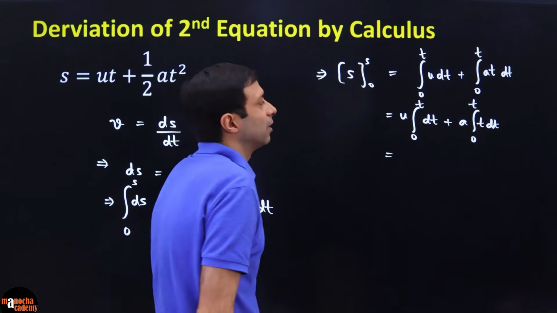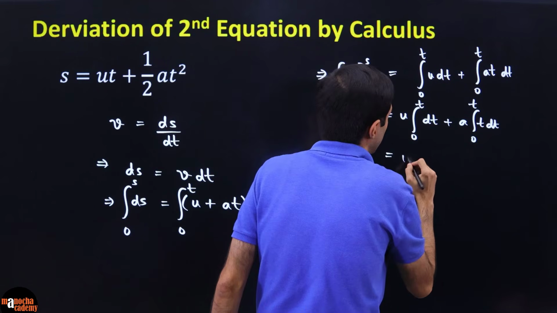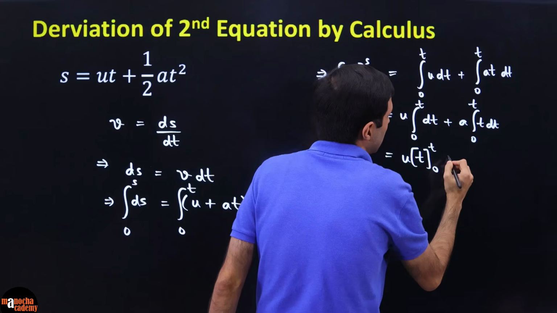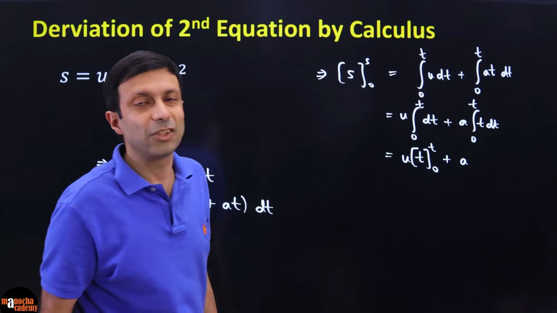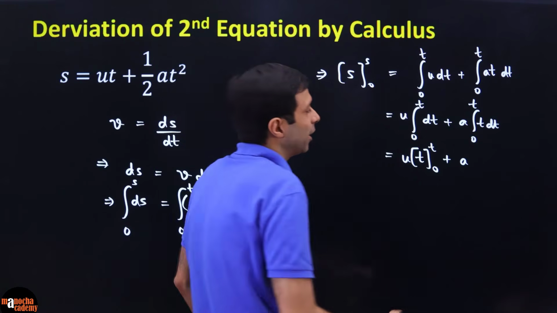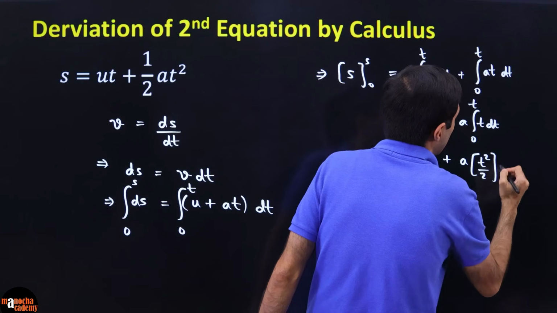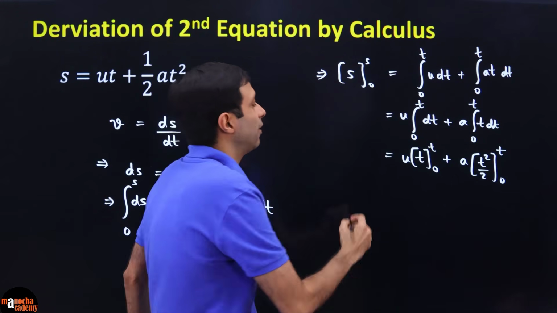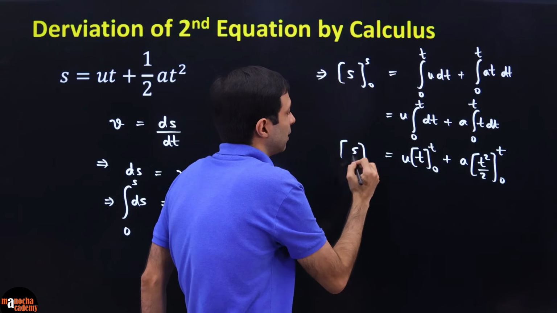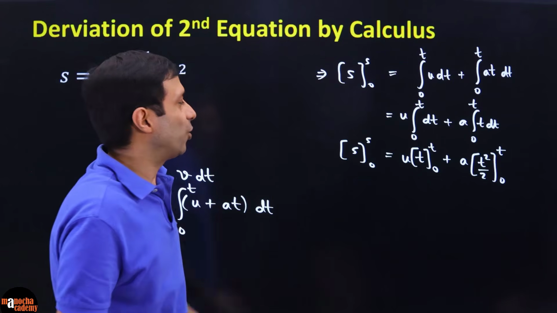So what will you get over here? Integration of dt is t, and you have the limits t to 0. And here the integration of t dt is going to be t square divided by 2. So what we have over here is t square by 2, again with the limits of t and 0. And on the left hand side, we have s with the limits s and 0. So go ahead and substitute the limits and you're done.